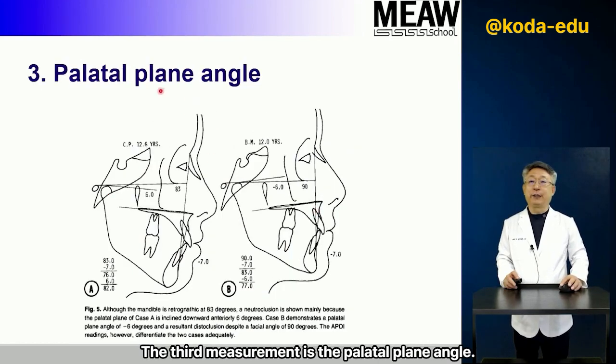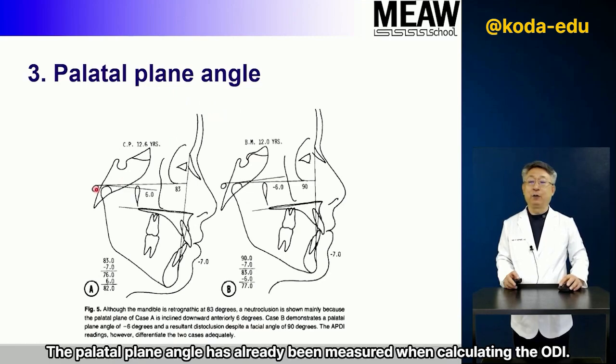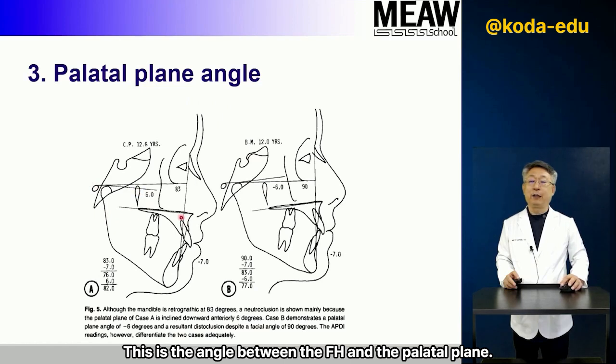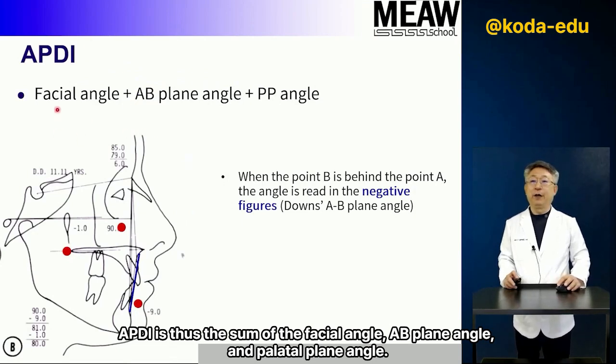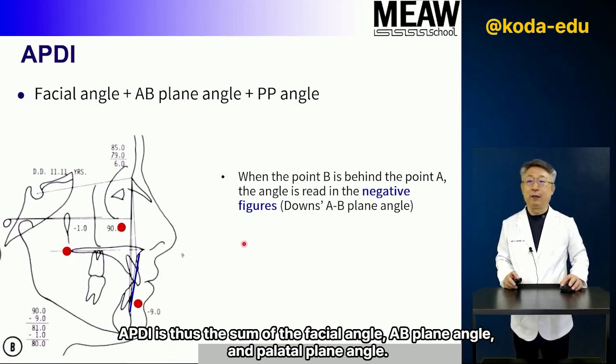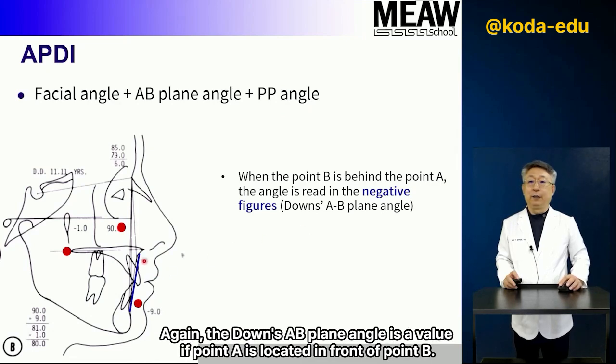The third measurement is the palatal plane angle. The palatal plane angle has already been measured when calculating the ODI. This is the angle between the FH and the palatal plane. APDI is thus the sum of the facial angle, AB plane angle, and palatal plane angle. Again, the Downs AB plane angle is a negative value if point A is located in front of point B.